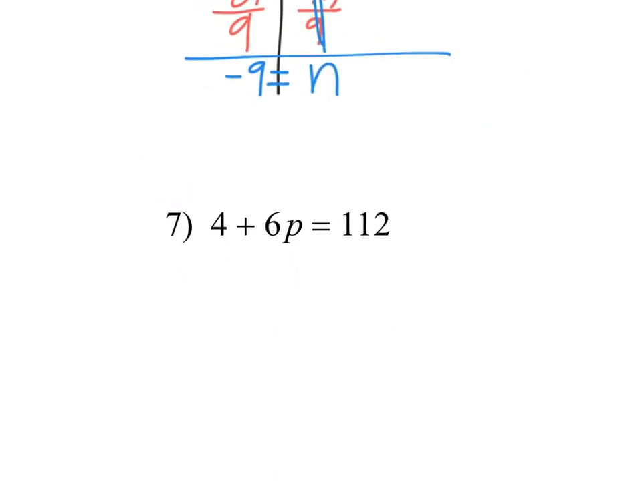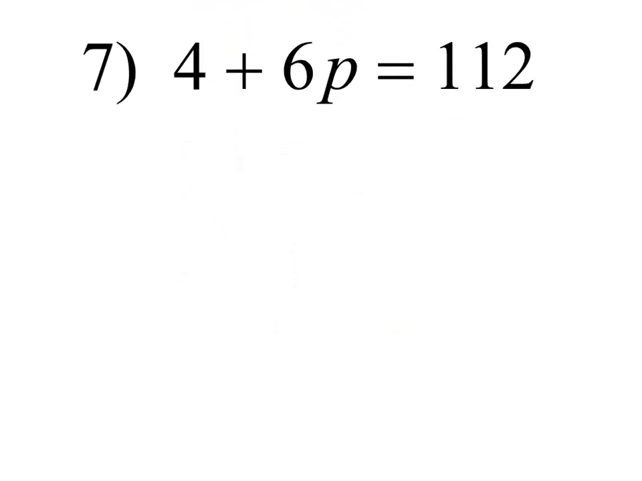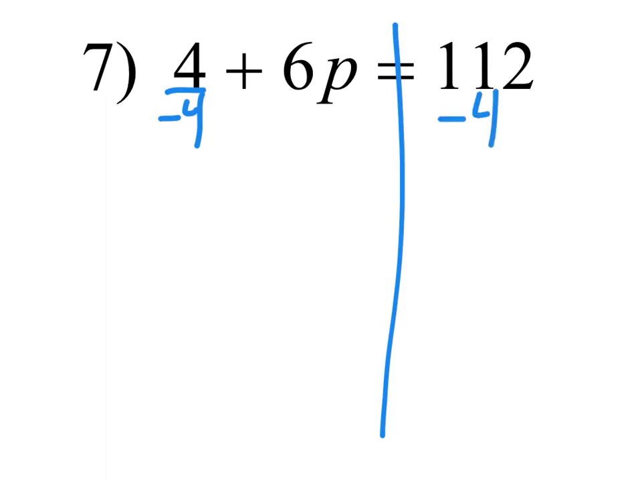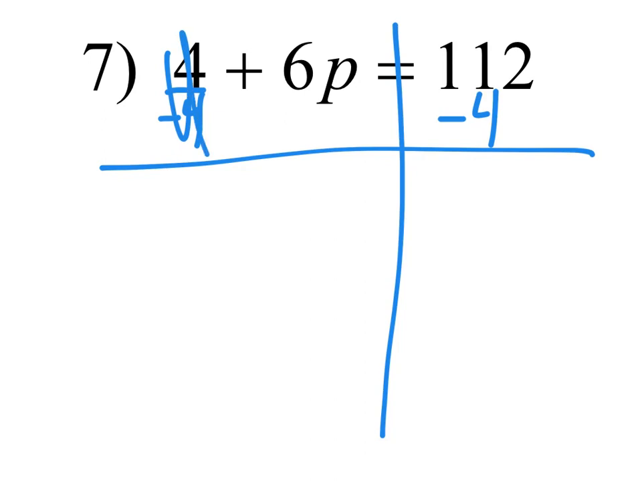On to number 7. Just like always, draw the line, separate the two sides. I've got to get everything away from the variable, so I start with addition or subtraction. So I want to get rid of this 4. Looking to the left, there's no plus or minus there. So what I'm going to do is subtract 4 because that is the opposite. So minus 4 there, minus 4 over there. 4 minus 4 is 0. I'm done with it. So I'm going to have 6p left on the left side. And 112 minus 4 is going to be 108.